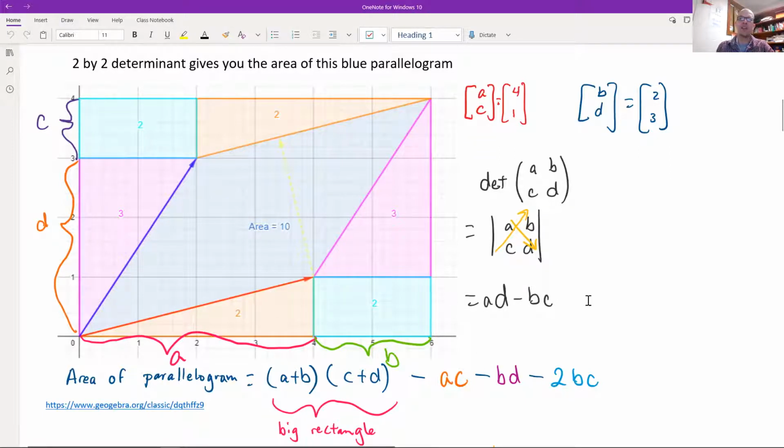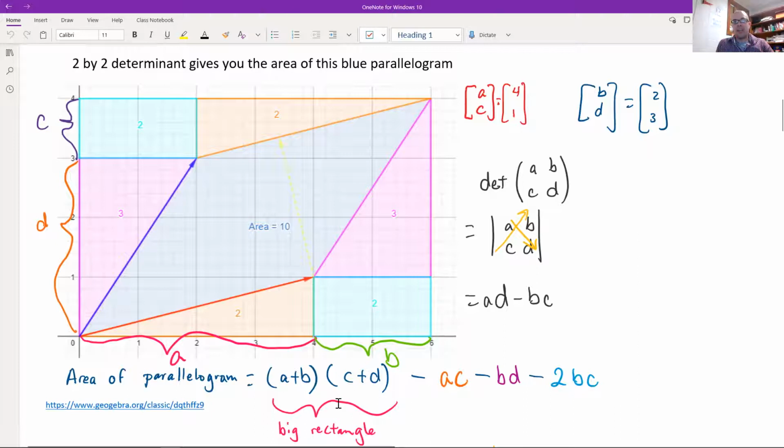And the reason why this always works is kind of illustrated here on the picture. If we look at the area of this big rectangle, notice that the side would be A plus B, this side would be C plus D. And so the area would be length times width, A plus B times C plus D.